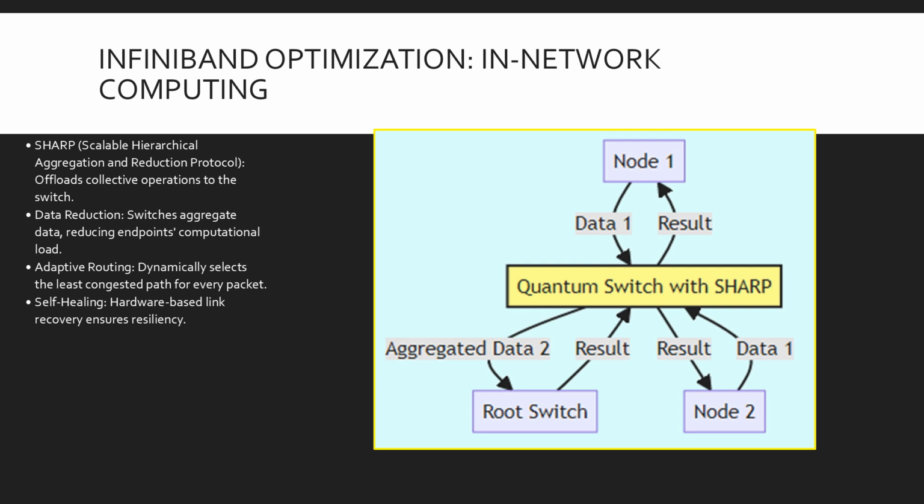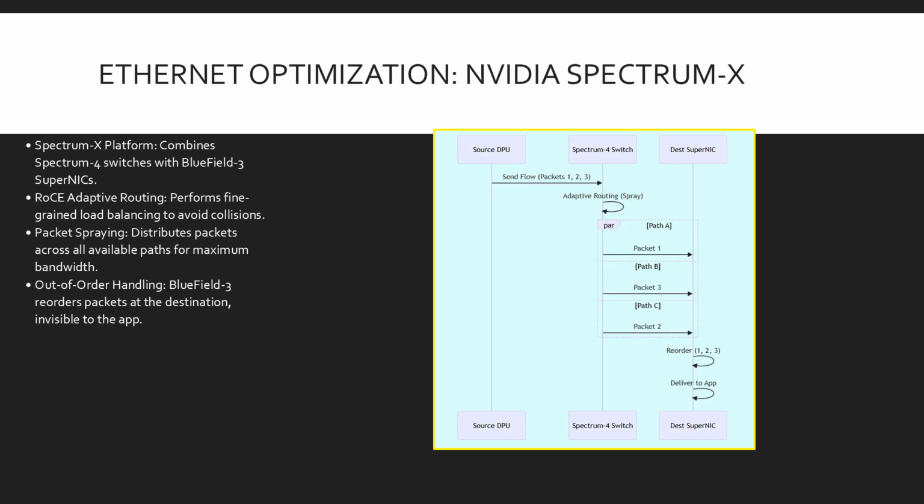This drastically reduces the traffic traversing the fabric and frees up the GPU compute cycles for other tasks. For Ethernet environments, we use the Spectrum-X platform to overcome traditional limitations. Standard Ethernet uses static hashing, which causes collisions.